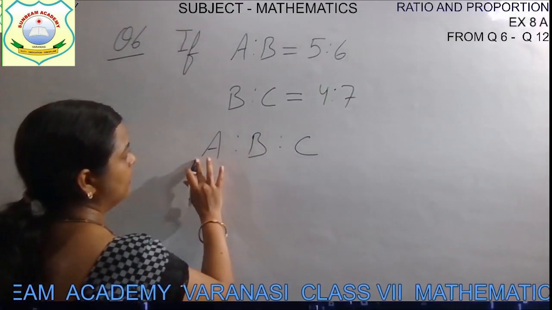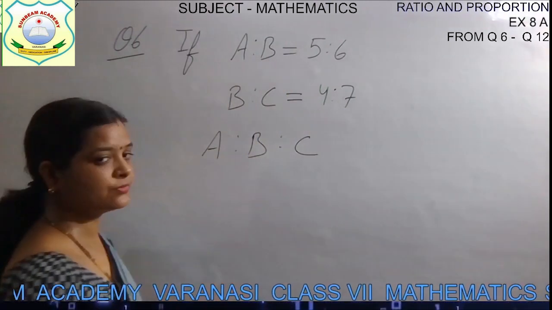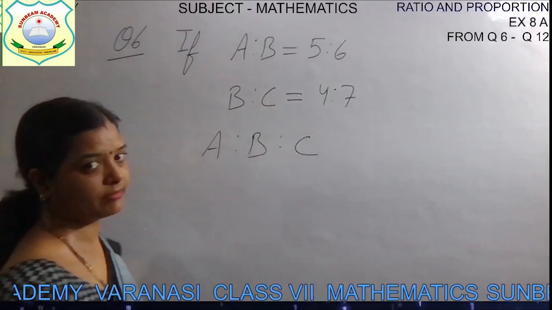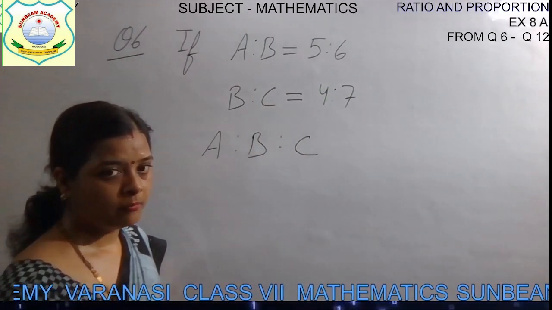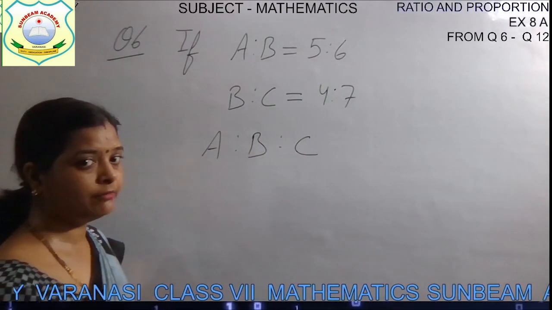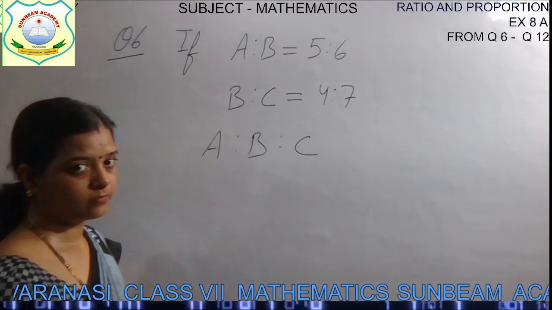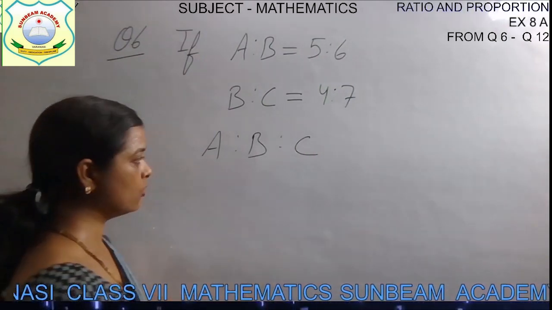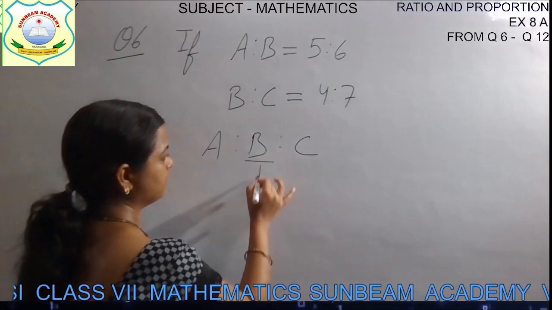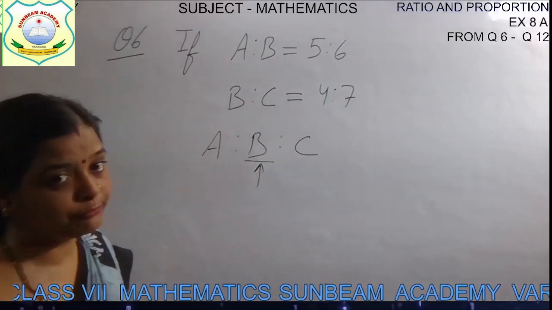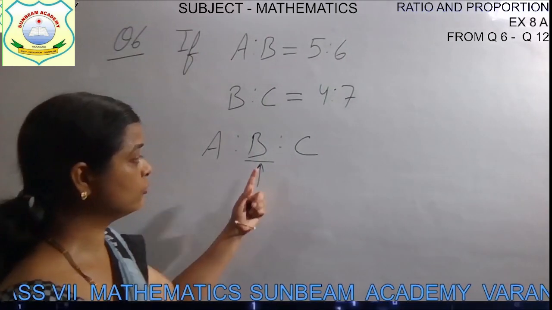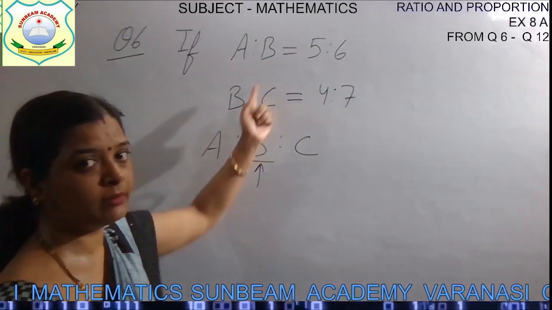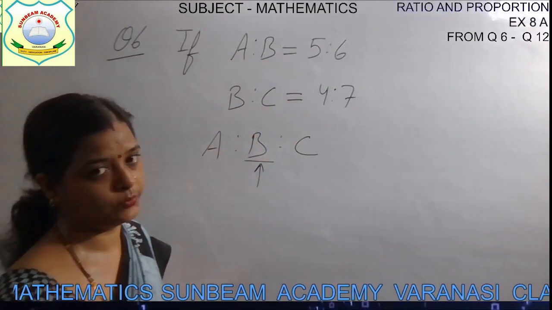And now we know A by B is 5 by 6 and B is to C is 4 is to 7. While multiplying, we can find A is to C only. But what we have to find? We have to find A is to B is to C, children. So we have to focus on this B, and we have to make it equal, whether it is here or here. Wherever B is there, we have to make it equal.